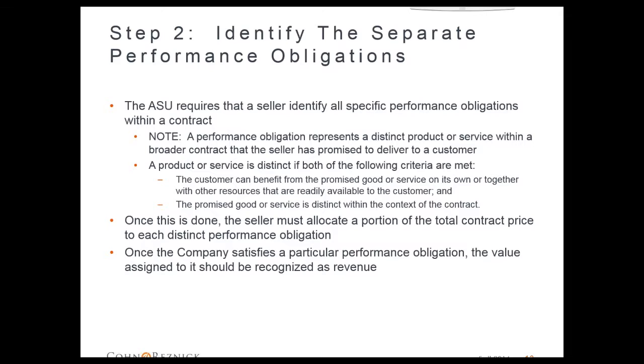A product or service is distinct if both of the following criteria are met. 1, the customer can benefit from the promised good or service on its own or together with other resources that are readily available to the customer. And 2, the promised good or service is distinct within the context of the contract. For example, the good or service isn't being used as an input to produce a combined output specified by the customer. It doesn't significantly modify or customize another good or service in the contract, or it isn't highly dependent on other promised goods or services in the contract.